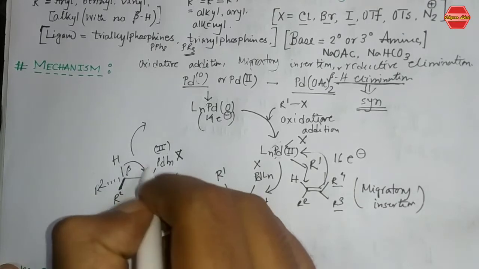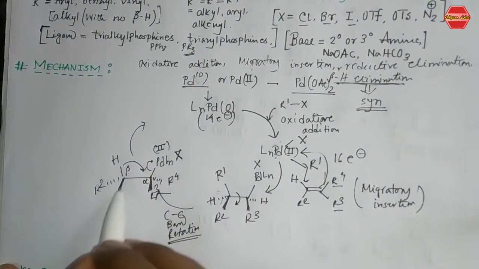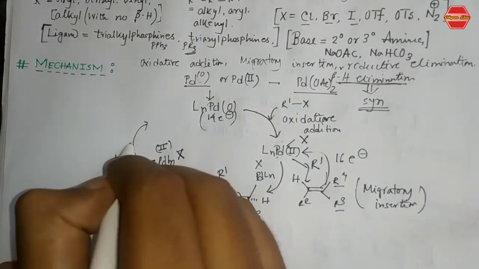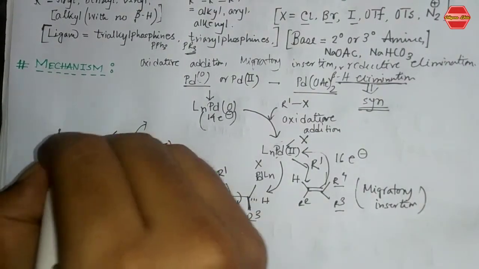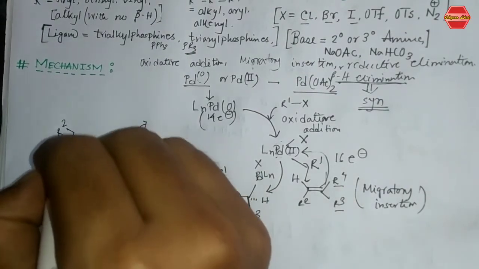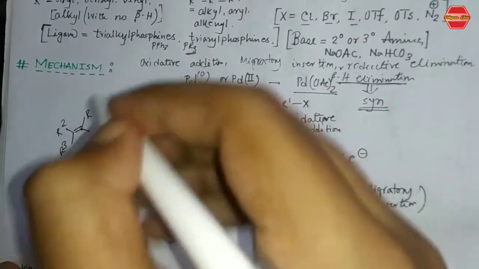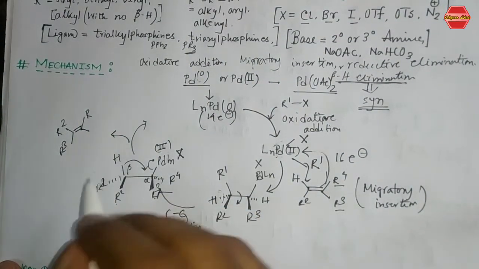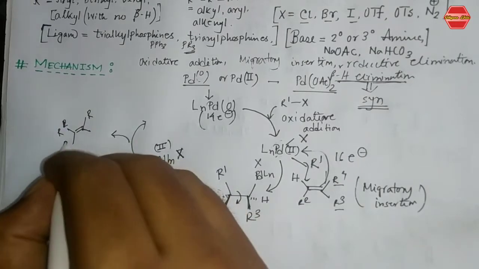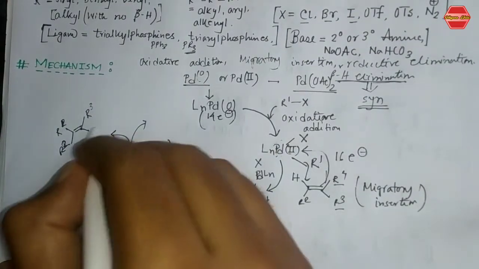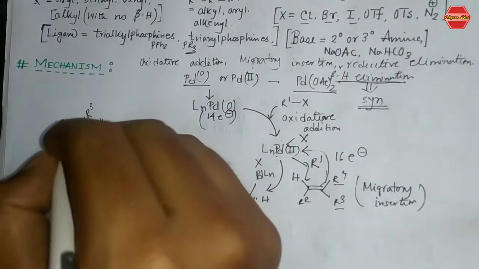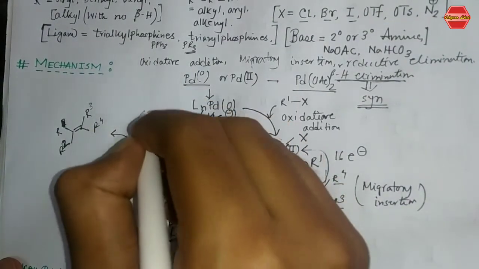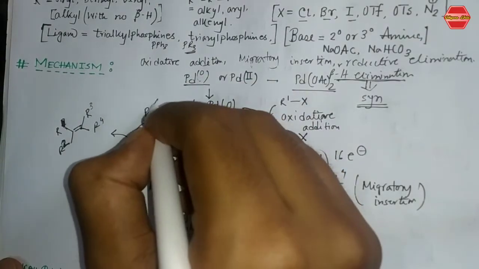Now from here this type of elimination takes place, and you can see over here R2 and R3 are on the same side, and R2 and R4 are on the same side. So from here we are getting the alkene, which is our desired product. This is R1 basically. So this is your R1, this is your R2, this is R3 and R4 on the same side. This is our major product, and from here we can remove this one, that is your X.